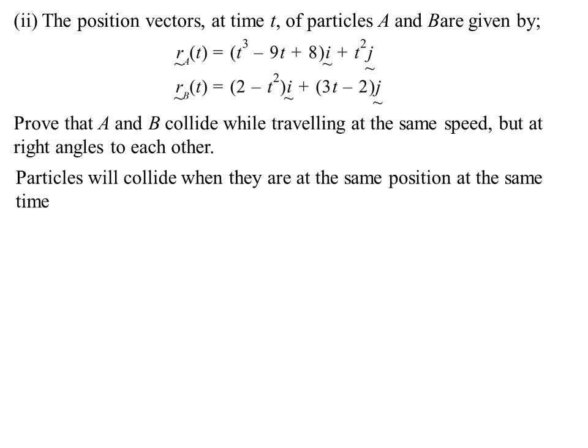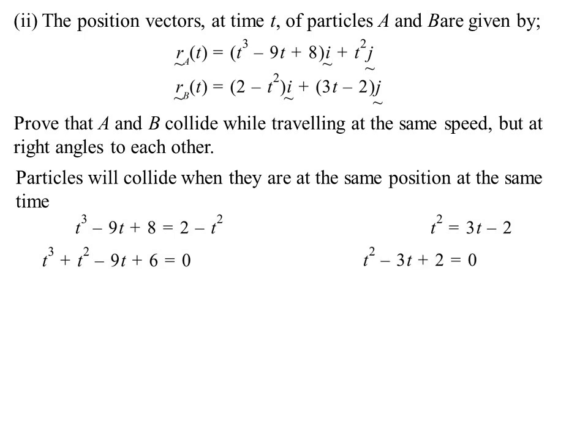So their x component will be the same, and their y component will be the same as well. Well, I've just looked at the x component here. t cubed minus 9t plus 8 is 2 minus 2t squared. I've ended up with this cubic to solve, which I don't like. Too hard. So maybe it was smarter to look at the y component. So t squared is 3t minus 2. Yeah, that's a lot easier to solve.